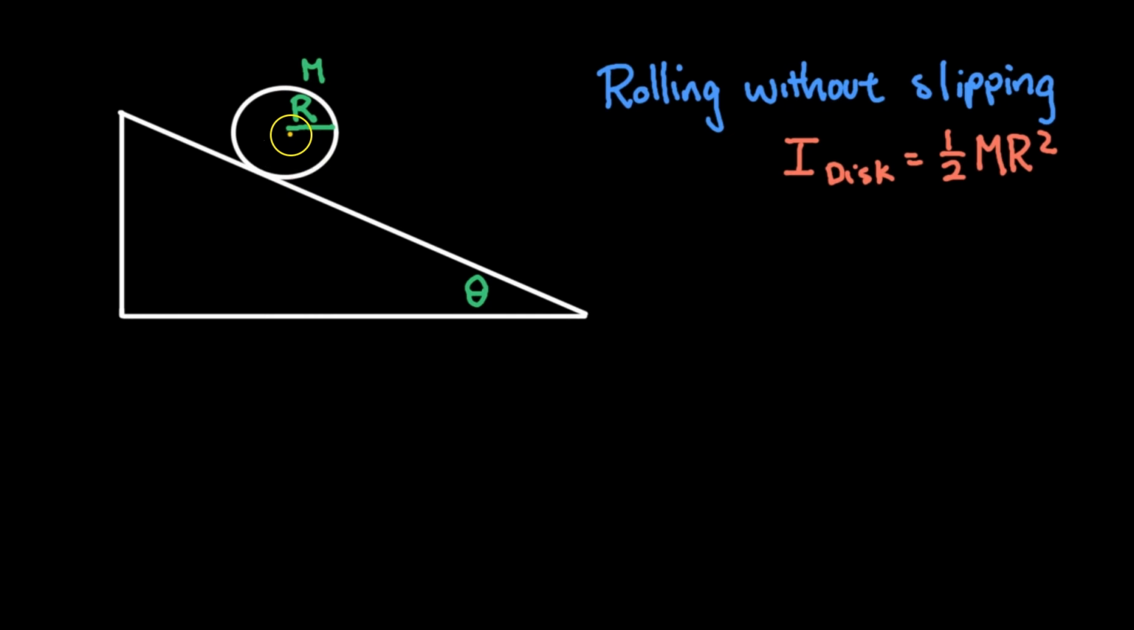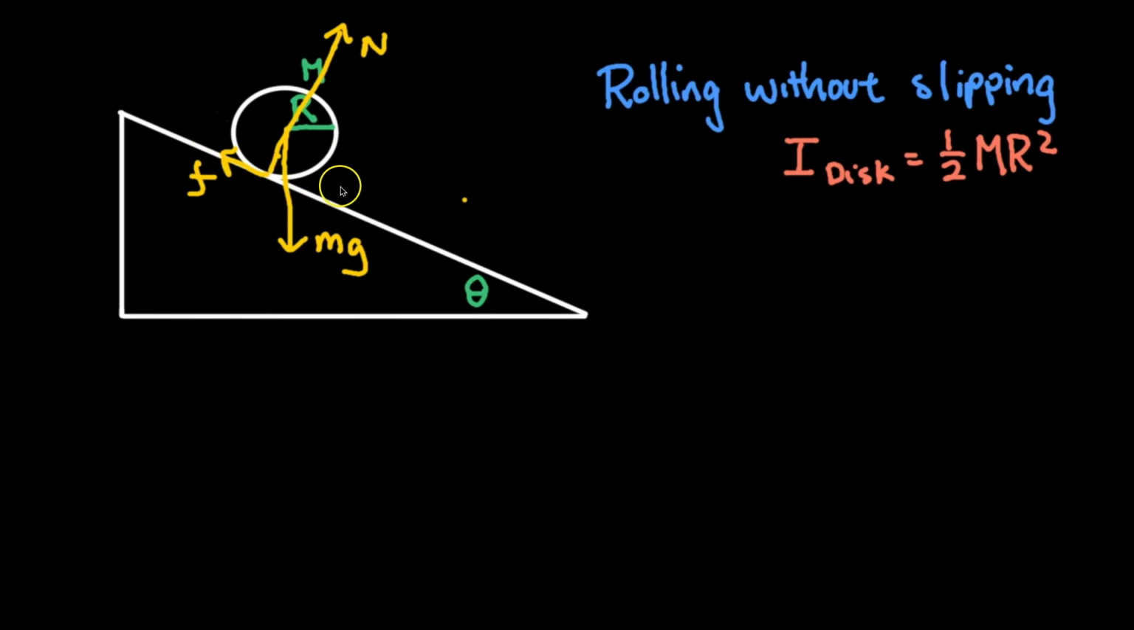Well, first, we can ask, what is the force diagram? Well, we have gravity force mg, and we also have the ramp pushing on it, which is the normal force, and that normal force is perpendicular to the ramp. And then there's also static friction between the disk and the surface. Notice that this friction force is up the ramp.